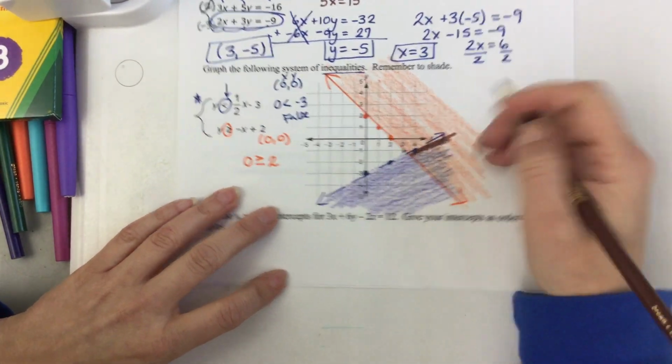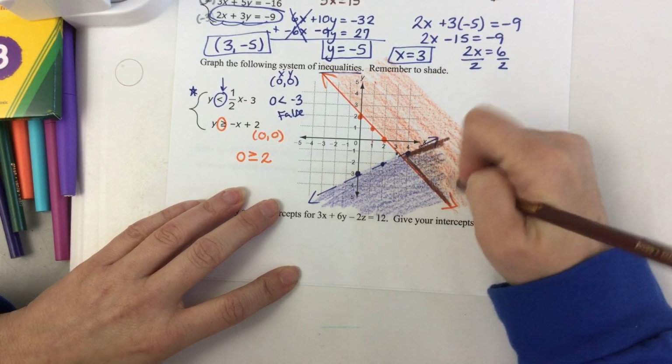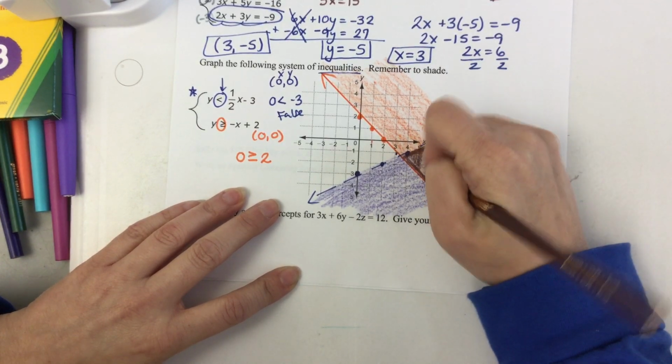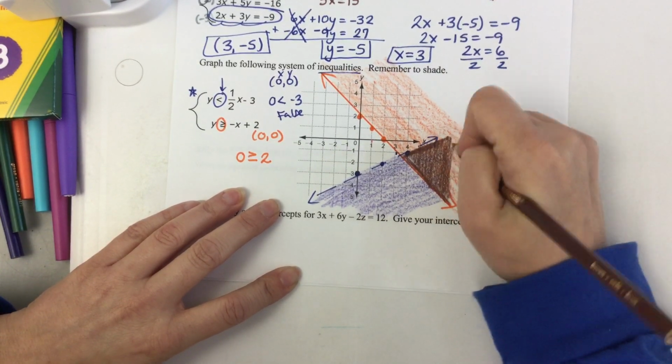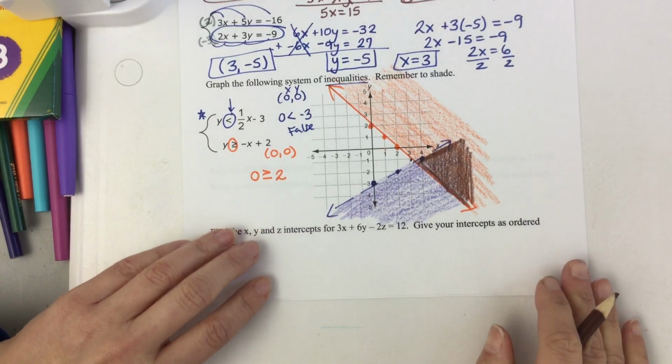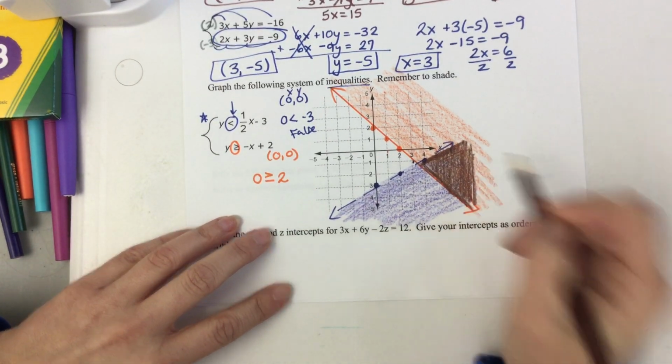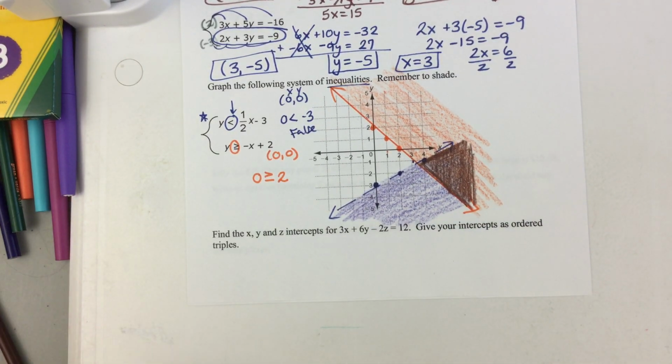So you'll want to either darken it, maybe make it a different color, but this area right here is your solution to that system. It is not a numerical answer. It is a shaded region on the graph.